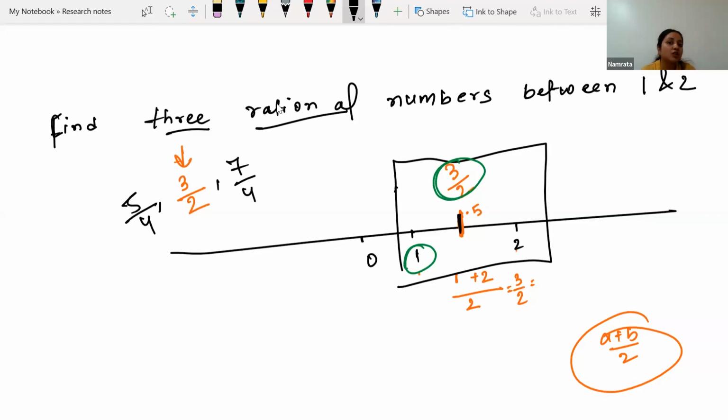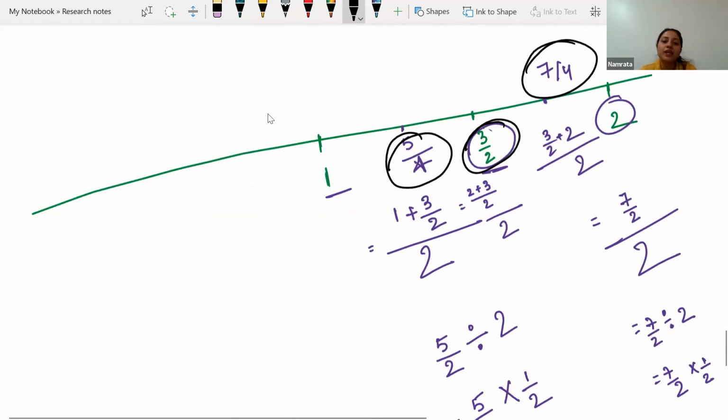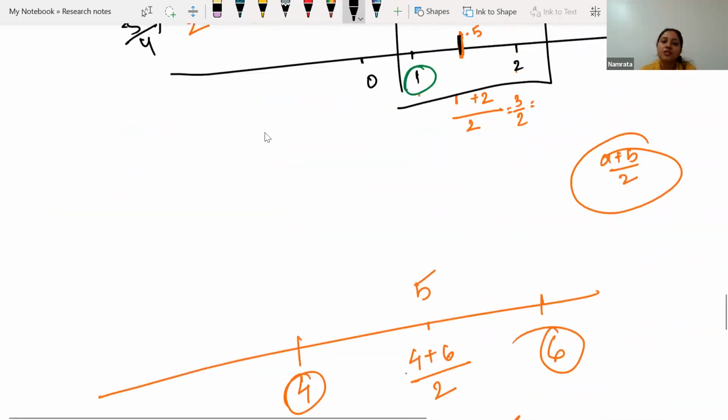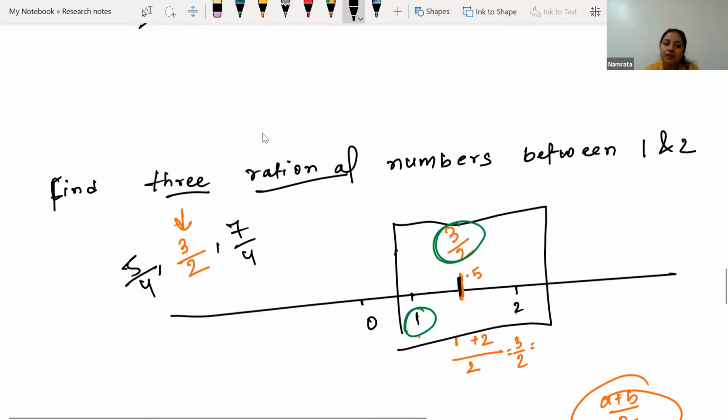These are 3 rational numbers which we have found in between 1 and 2 by using the midpoint formula, that is a plus b by 2. Okay? There is one easier way of doing it. We just need any 3 numbers. Find 3 rational numbers in between 1 and 2.